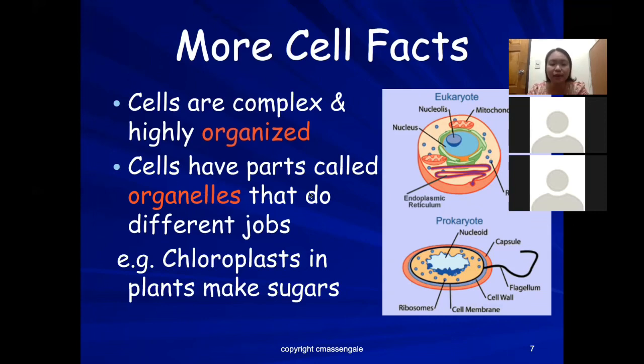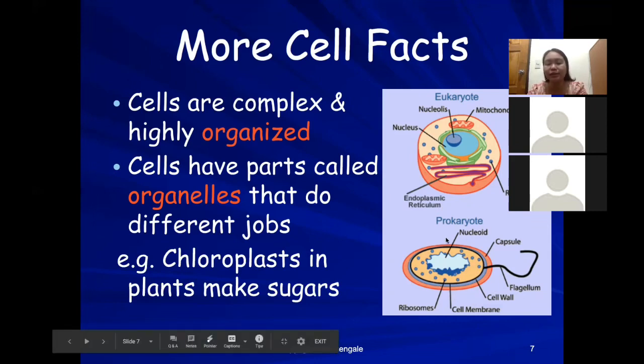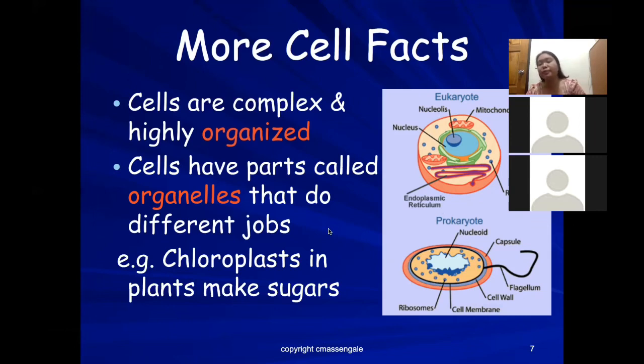So cells have parts called organelles. As you can see, these organelles are called ribosomes, cell membrane, cell wall, and so on. Like the chloroplast in plants. So chloroplast, you remember, it's the green pigment in plants, and it is being used in photosynthesis, right? Yes, ma'am. So why is it green? Why not red? Why not yellow? Right?